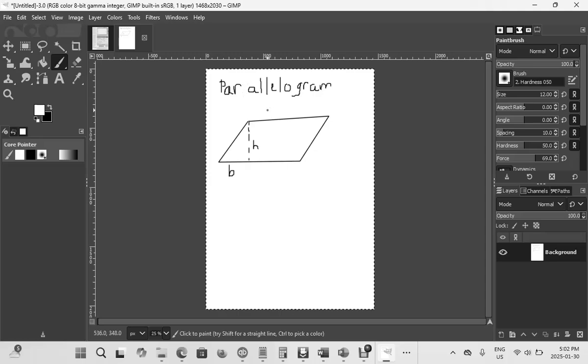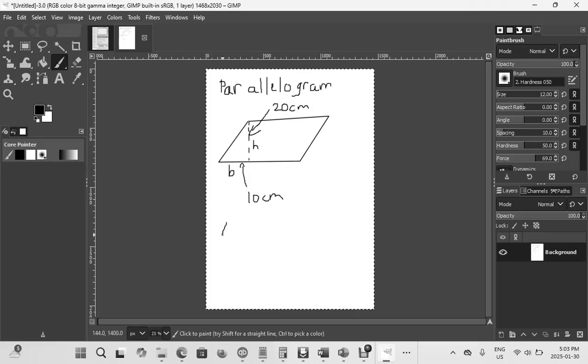So this will be your parallelogram. Now, when it comes to your parallelogram, you have your height. Let's say this height over here, this looks much like a triangle, but let's say this height over here is 20 centimeters. And the base down here is 10 centimeters.